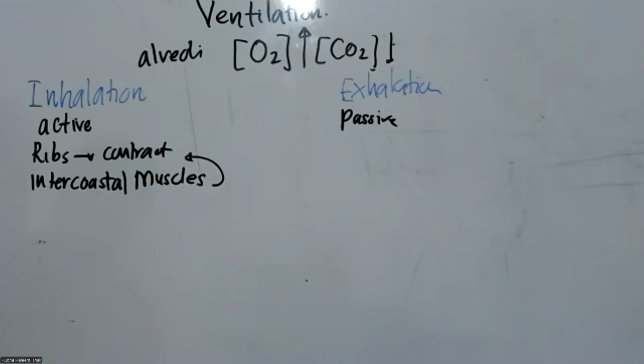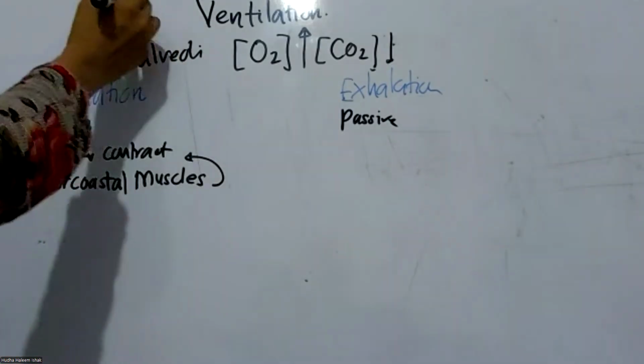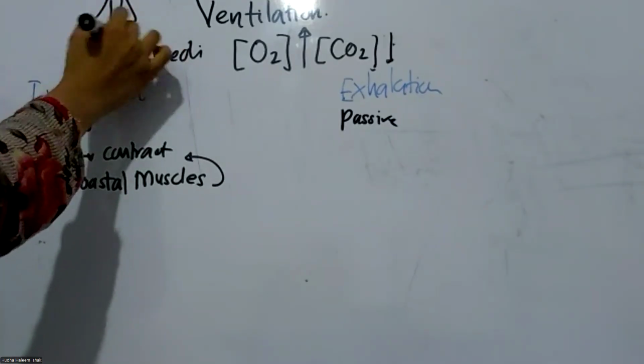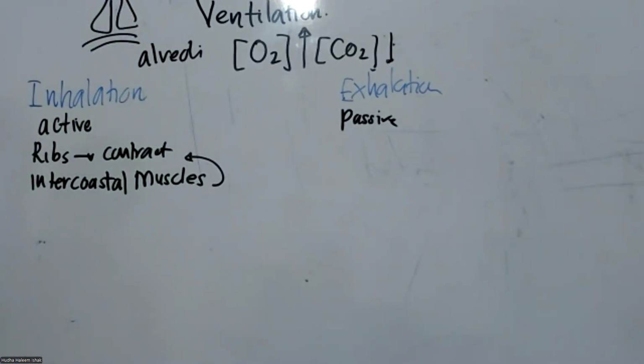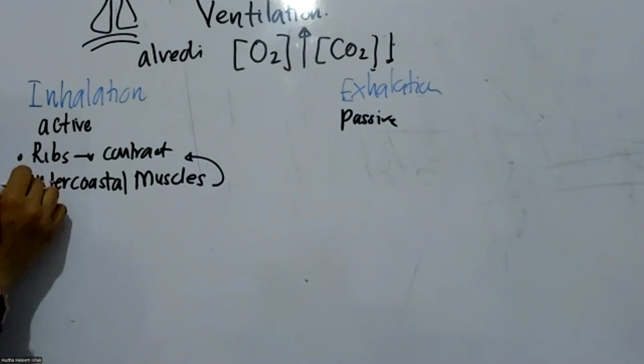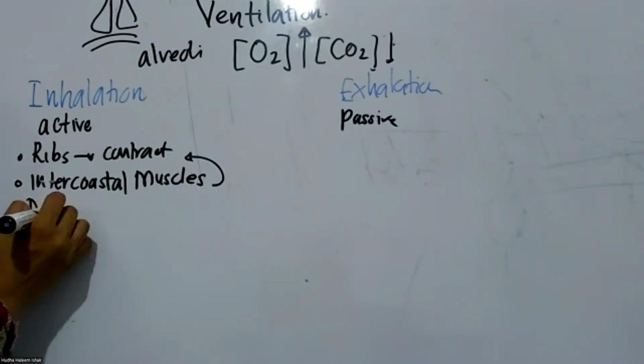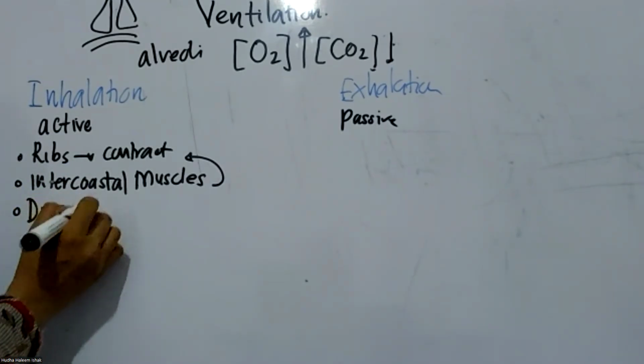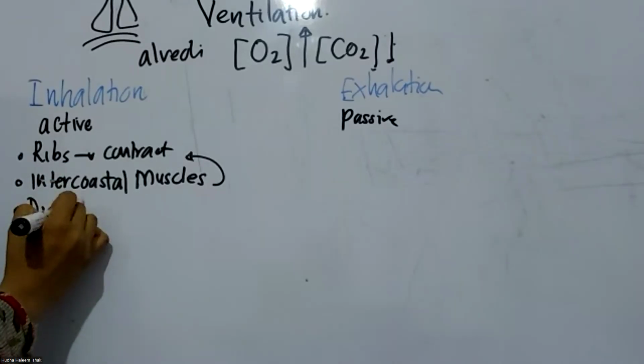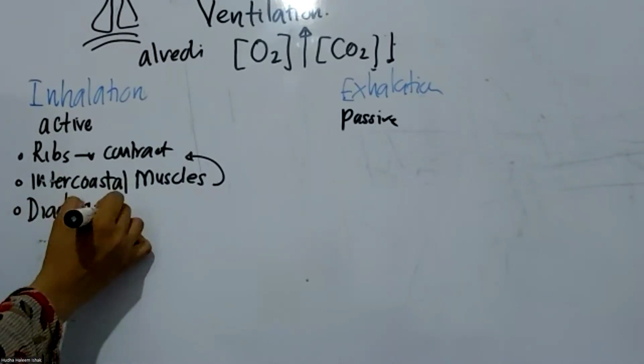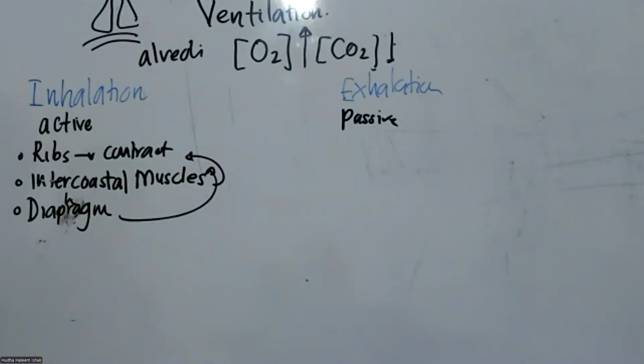And then the diaphragm is there. When we have the lungs like this, the diaphragm is the skeletal muscle sheet present at the bottom of the thoracic cavity. The diaphragm will also contract. So ribs contract, intercostal muscles contract, and then the diaphragm will contract. All these three things, ribs, intercostal muscles, and diaphragm will start to contract.